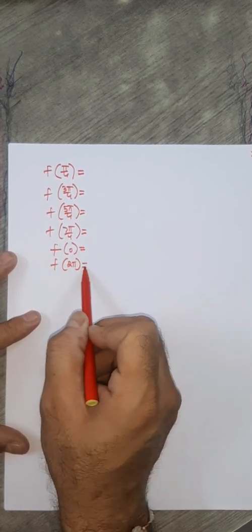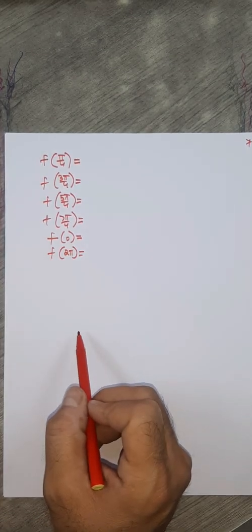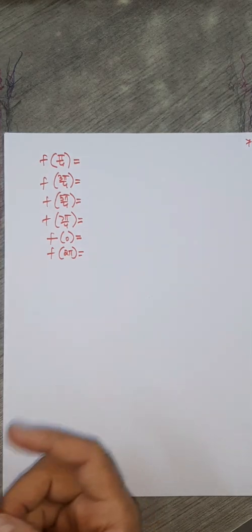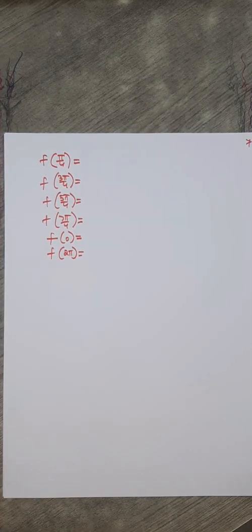Fine. We are not asked for local maximum or local minimum. That's why we are not deciding whether at pi by 4 it has a local maximum or minimum. Remember, the question should be clear to you. We are just asked for the maximum value of the function.